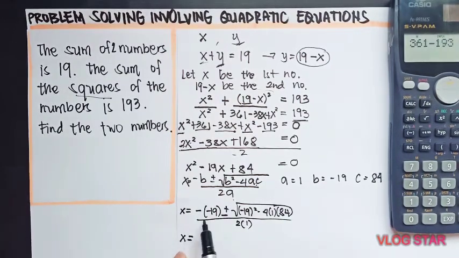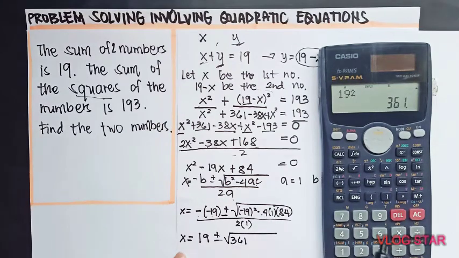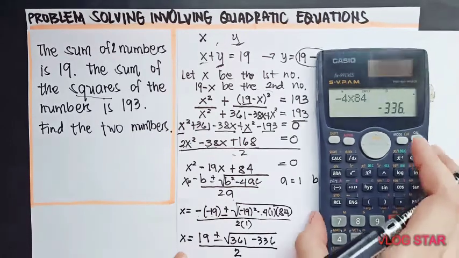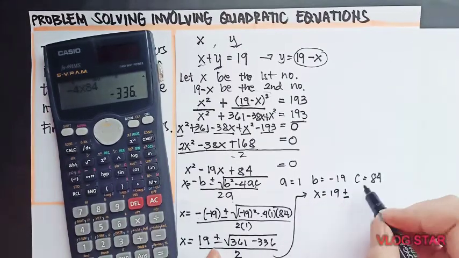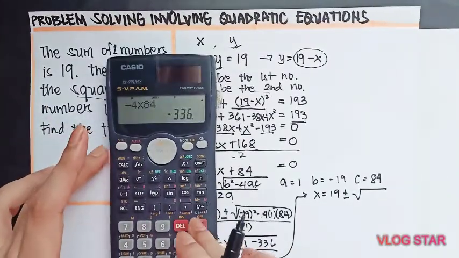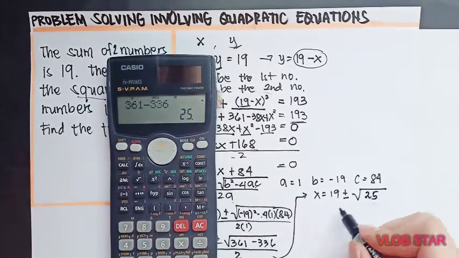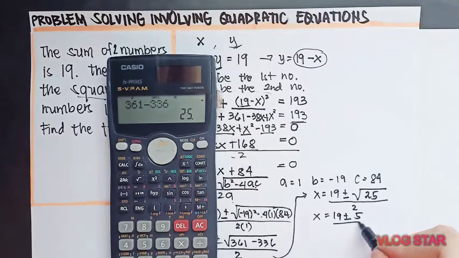Alright, so we have now x equals negative times negative 19, that's positive 19, plus minus the square root of, let's get 19 squared. We have actually solved for this a while ago. That is 361. Negative 4 times 1 is negative 4. Negative 4 times 84 is negative 336, all over 2 times 1, which is 2. Okay, so let's continue to solve that here. So we're going to have x equals 19 plus minus the square root of 361 minus 336, so it's 25, all over 2. So we have x equals 19 plus minus the square root of 25, which is 5, all over 2.